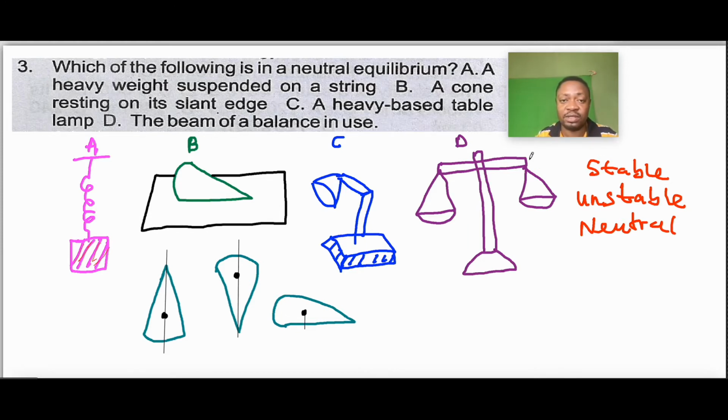For the stable state equilibrium, you could say that when the object is slightly displaced and it returns back to its original equilibrium position, it is stable. And when it is slightly displaced and it doesn't return to its original equilibrium position, it is unstable. Then when it is slightly displaced and it changes the position of the original equilibrium, it is neutral.